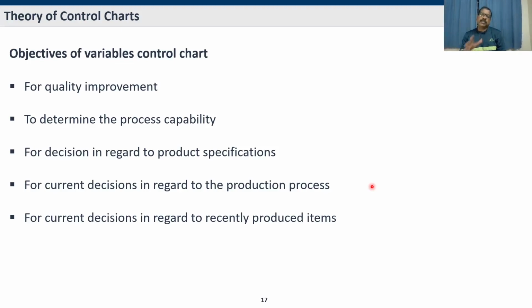And product specifications. Once we make the product, whether its features or functionality are good or bad depends on the specification of the product. If you want to make a decision on length, breadth, width, or depth, control charts will be useful for that also. And for improving the quality, and also for process capability, we will be using control charts. Those are all the objectives.